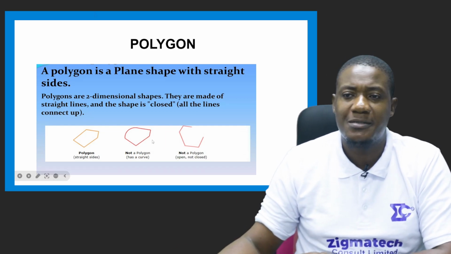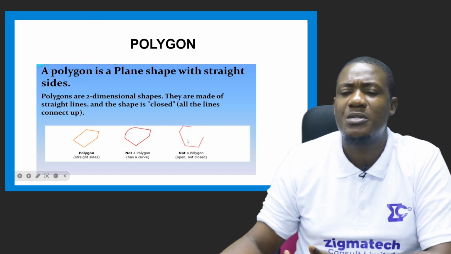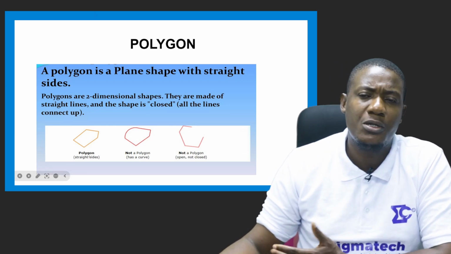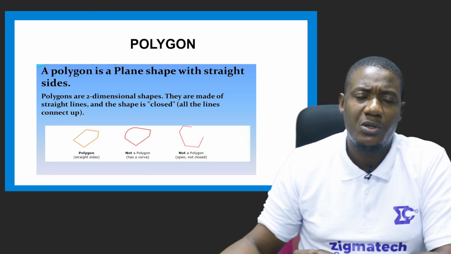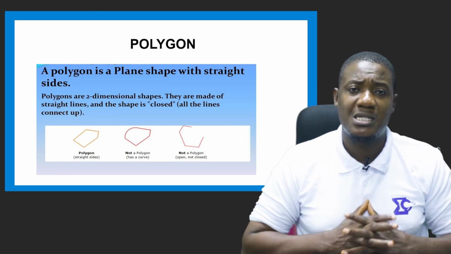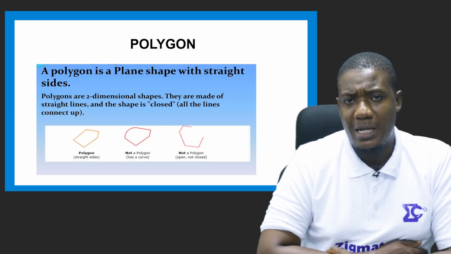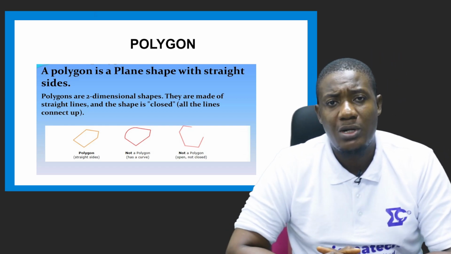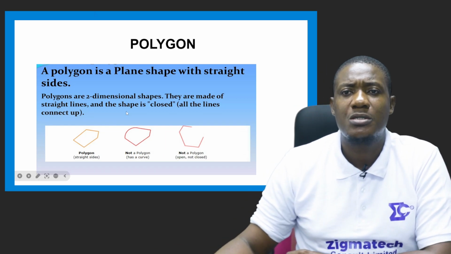But you see, this shape you're seeing here on the screen is not a polygon. The reason is because it's not closed. But what we have here is a polygon. This one is not a polygon because it has a curve. A polygon has straight line segments. They are bounded by straight line segments. We don't have curves. When you have curves, they are no longer regarded as polygons. When the shapes are not closed, they are no longer regarded as polygons. These are a few things you should know about polygons.